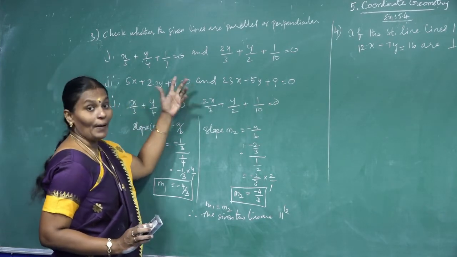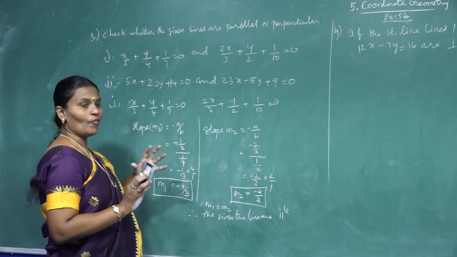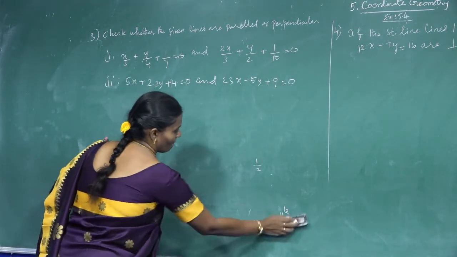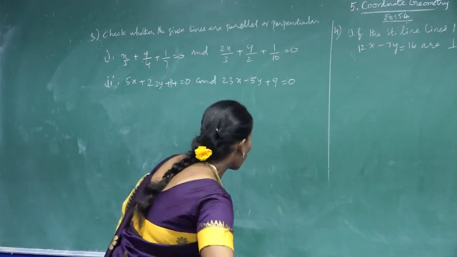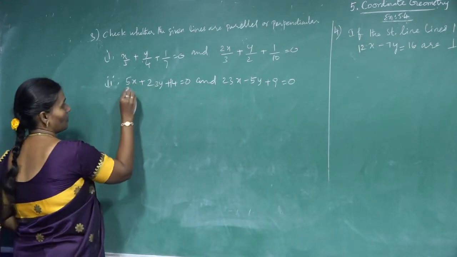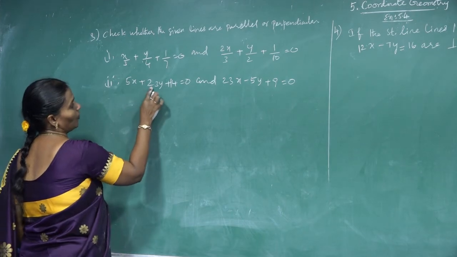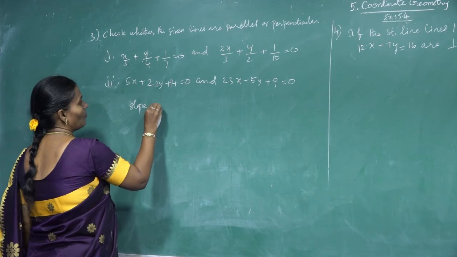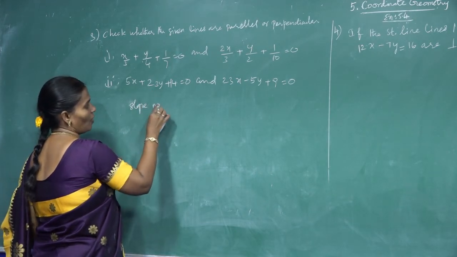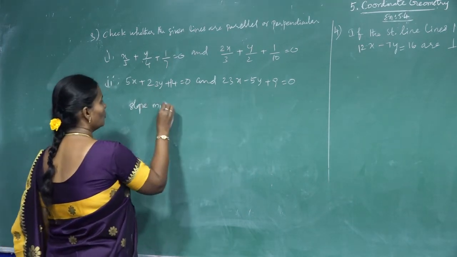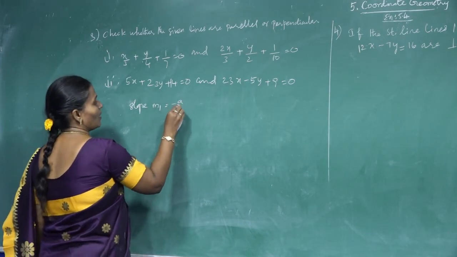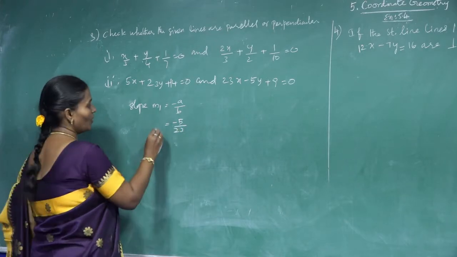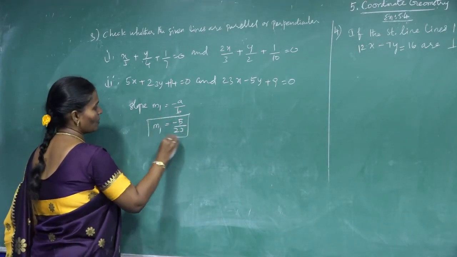Now you have to find out whether these two are parallel or perpendicular. Let's see, the first equation is 5x plus 23y plus 14 is equal to 0. What is the slope m1? You consider the slope of this line is m1 and slope of this line is m2. Find out now. Minus a by b, that is minus 5 by 23. So m1 is equal to minus 5 by 23.